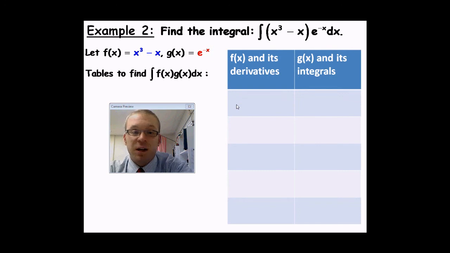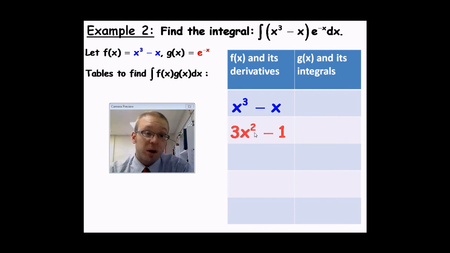Alright, so we've got this table here. It's going to be f of x and its derivatives, and g of x and its integrals. So I've got x cubed minus x as my first entry. Now you're just going to keep taking derivatives till you get down to 0. The first derivative of x cubed minus x is going to be 3x squared minus 1. The second derivative is going to be 6x. The third derivative is going to be 6. And finally, our fourth derivative is 0. So you keep taking subsequent derivatives until you can't go any further.